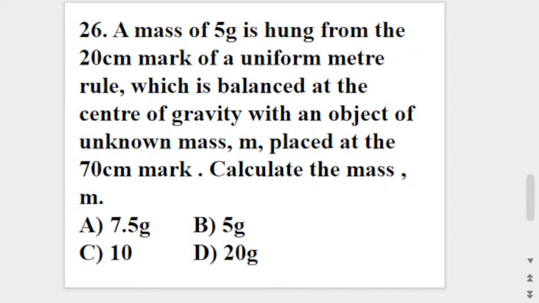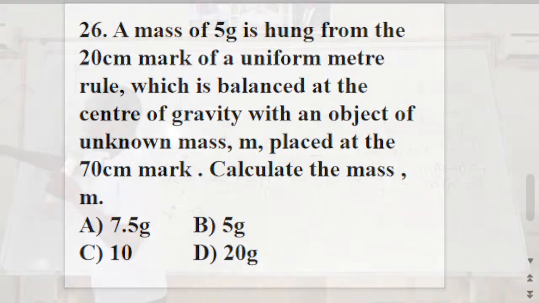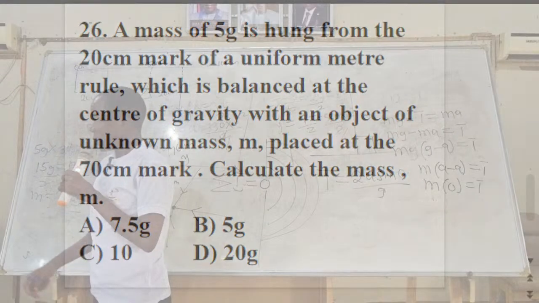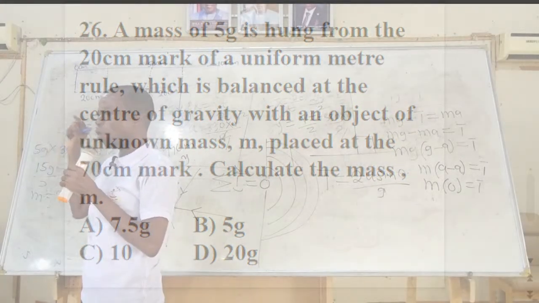Is that understood? Now, according to the question, at which point is the 5 gram on? At the 20 centimeter mark, you don't need to measure it. You just need to estimate. If this one is the 0 centimeter mark, then around this particular place will be the 20 centimeter mark. That is where the 5 gram is on. Is this understood? And then the question goes on and says the meter rule is balanced at the center of gravity.